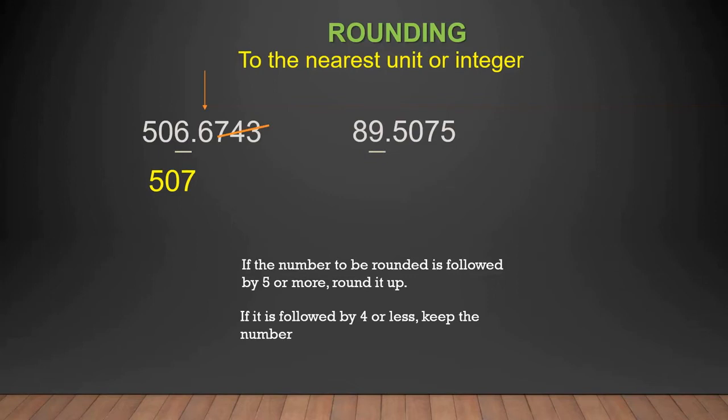So next we have 89.5075. 9 is followed by 5, so we're going to round it up. So it's either 89 or 90. That's 89.5 in the middle, and we have 89.5075, so we're going to round it up to 90.